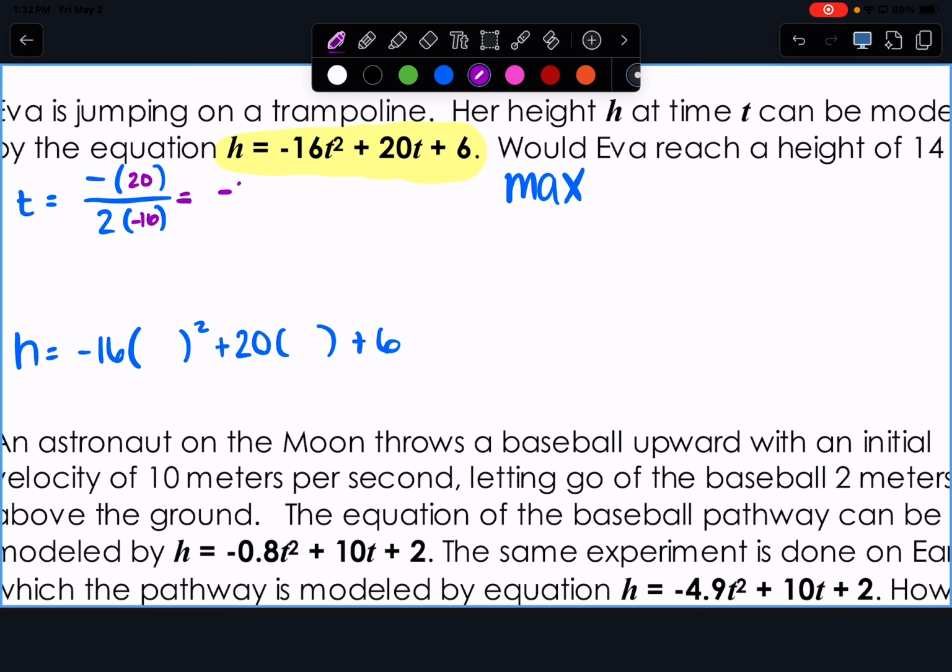Negative 0.63. It is. Is that positive or negative? I got positive. It should be positive, right? Yeah. All right, so then we plug that into our function. We get 0.63 squared, and then we plug it in here as well. Plug that into our calculator, and what do we get?